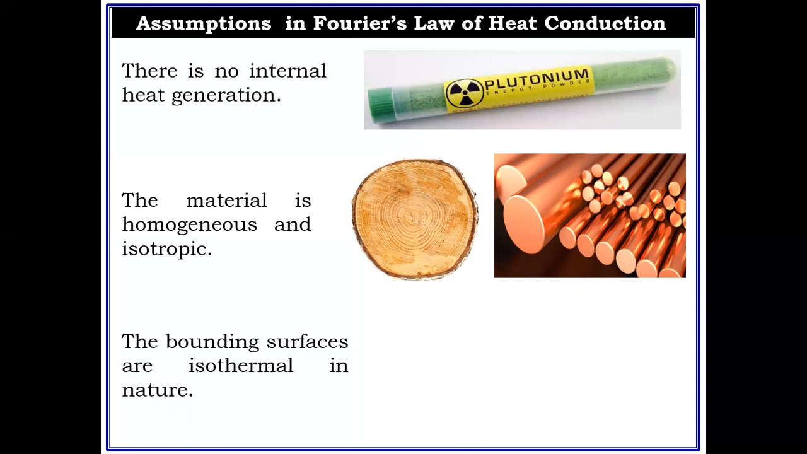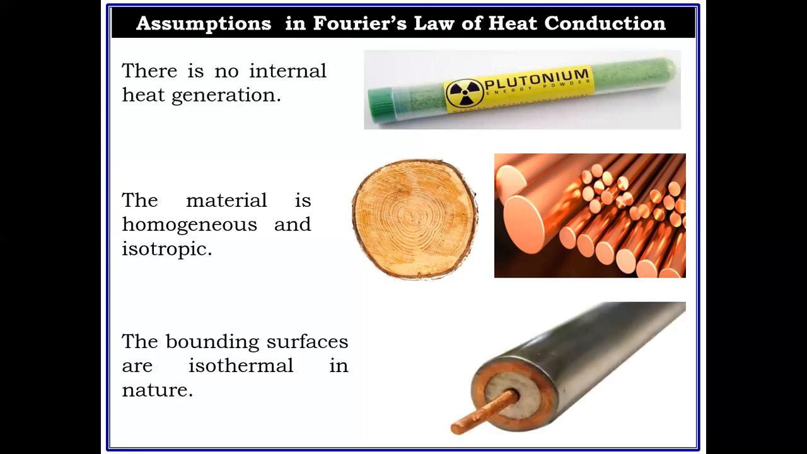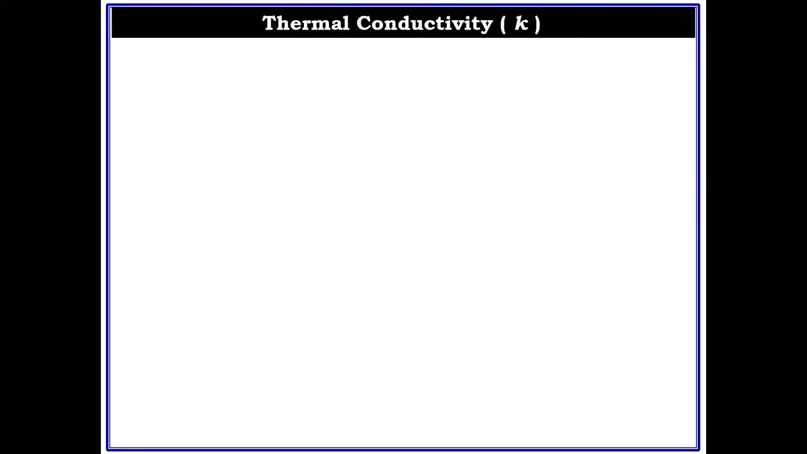Another assumption: the bounding surfaces are isothermal in nature. We are considering heat flowing in one direction only. Whatever surrounding surface is bounded by insulation material, it is isothermal in nature. This is again an assumption. So these are the assumptions.